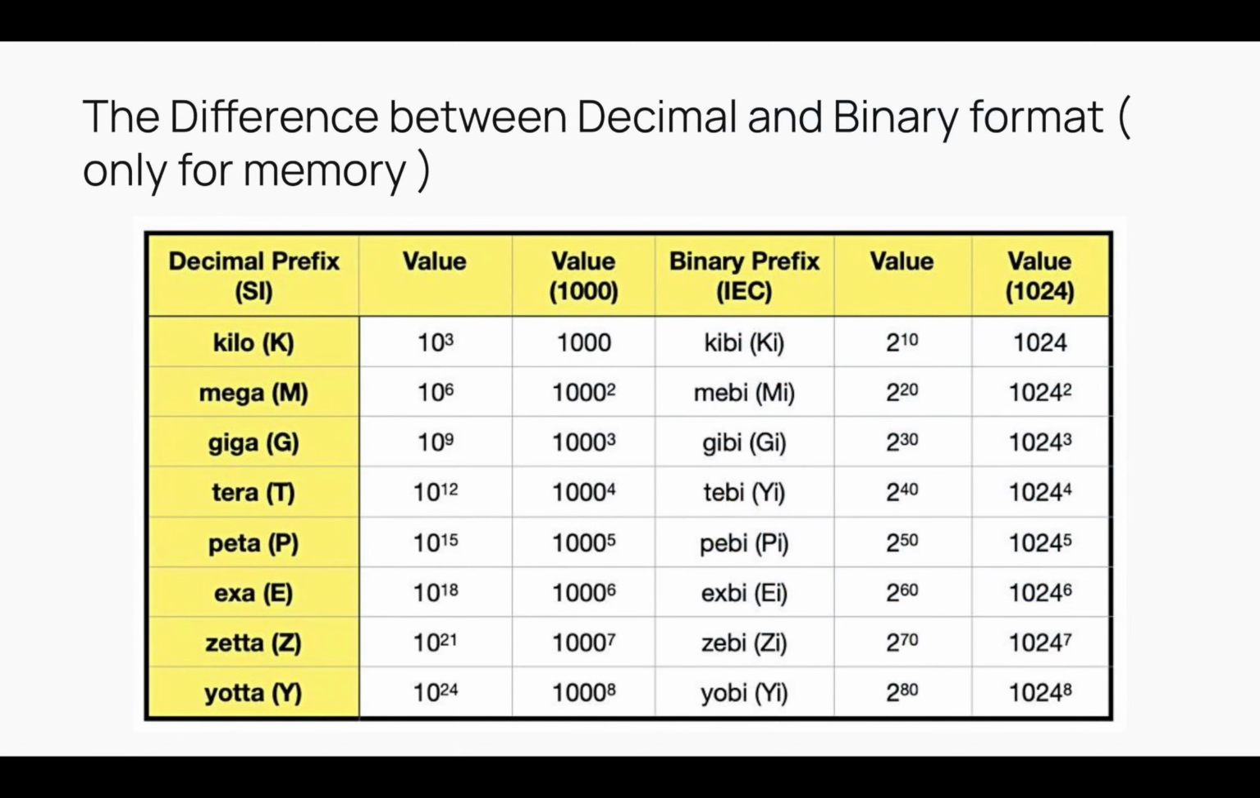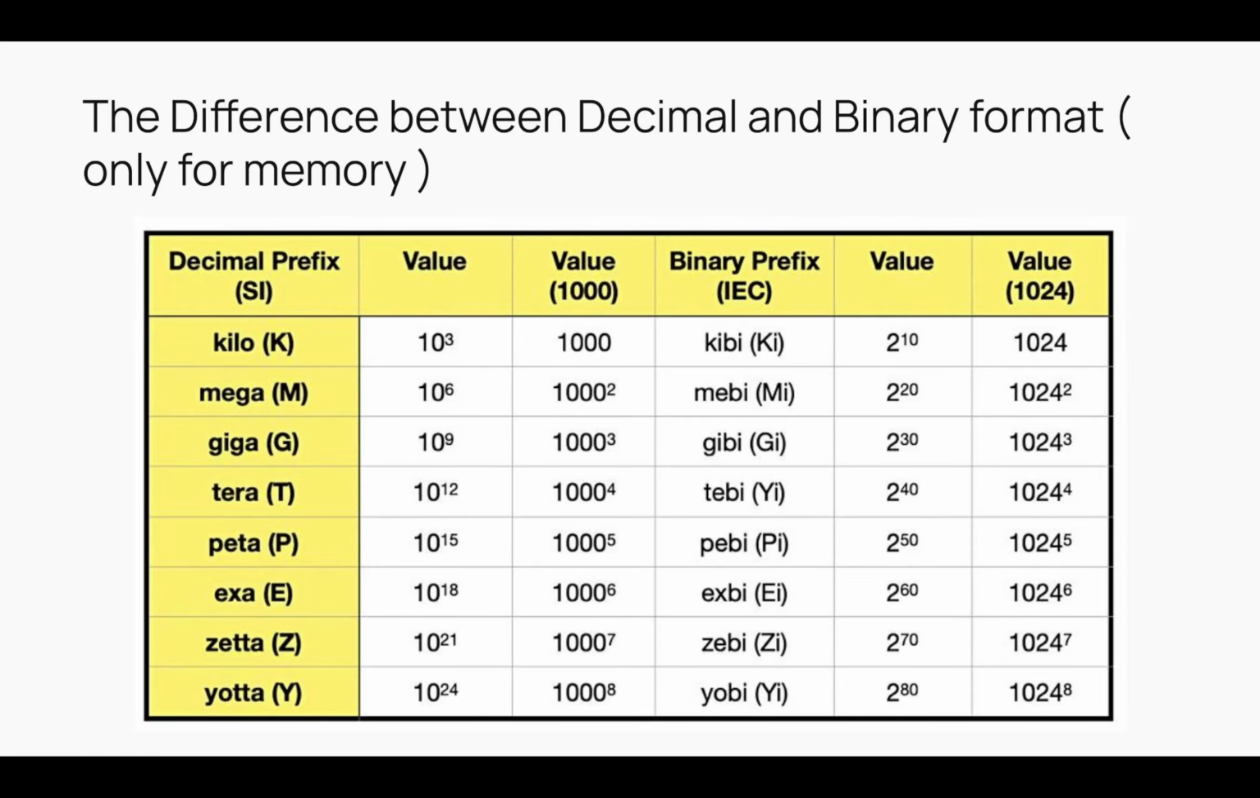Let me show you the difference between the decimal format and the binary format. I recommend you use the binary format because it is a consistent way to make sure, since the hardware of machines, like the actual memory size, is in binary format. So it's better to use the binary format for assigning memory to the pod. But this only works for memory. The binary format does not work for CPU. The CPU is in decimal format.